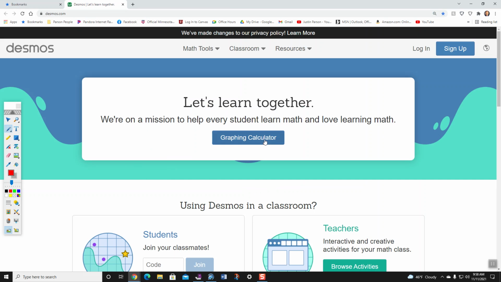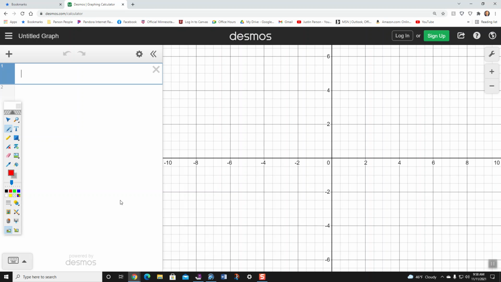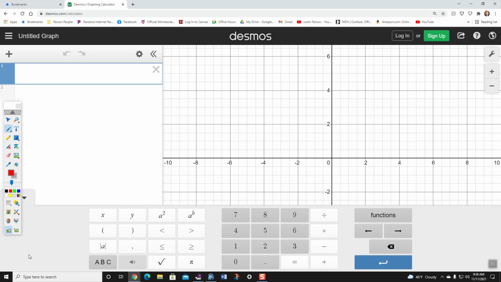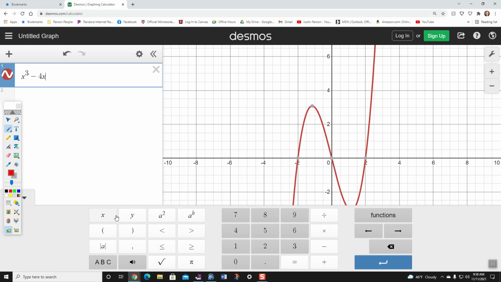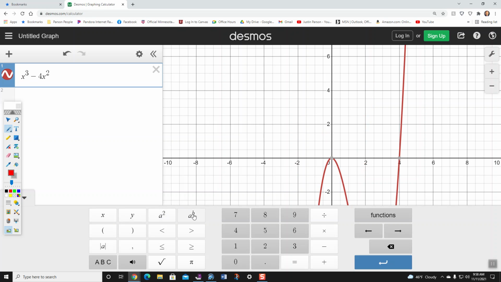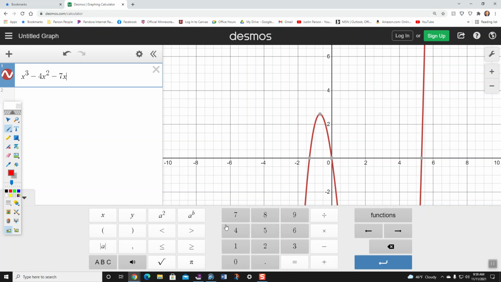Okay, somebody read that function to me. I want the original function that we start with, f of x. X to the third, minus 4x to the second, minus 7x, plus 11.